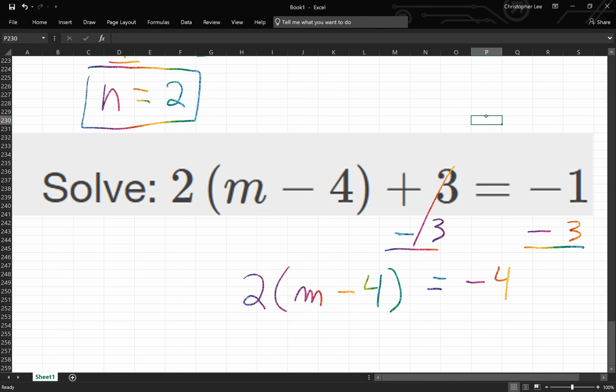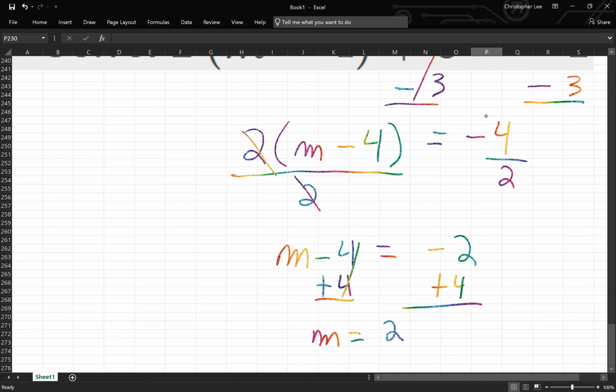And then now I want to divide by this two here to get rid of it. What I do to one side of the equation, I must do to the other. So now I have m minus 4 is equal to -2. After that, I'm going to add 4 to both sides. What I do to one side, I do to the other. And then I'm going to have m is equal to 2. Yep, positive 2.